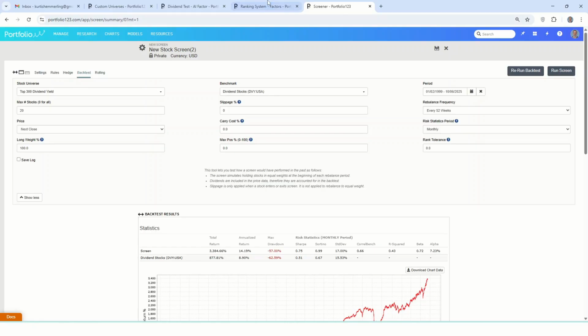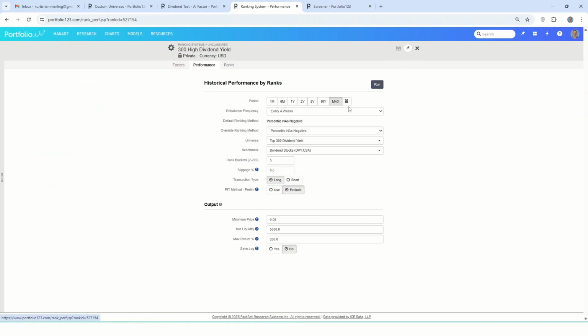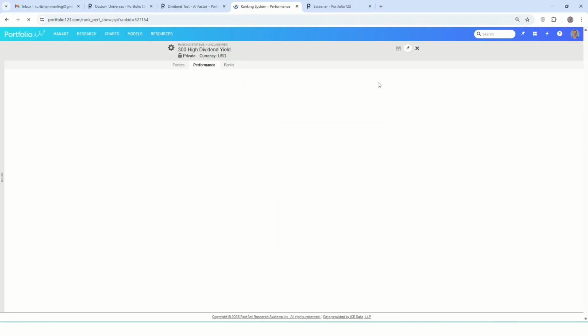But there's one more thing you can do. When you're in the ranking system, let's just run just the risk. Okay, now you're going to hit performance. Max, make sure our universe is the top 300 dividend yield. Our benchmark is the DVY ETF. I'm going to put 10 buckets and let's run it.